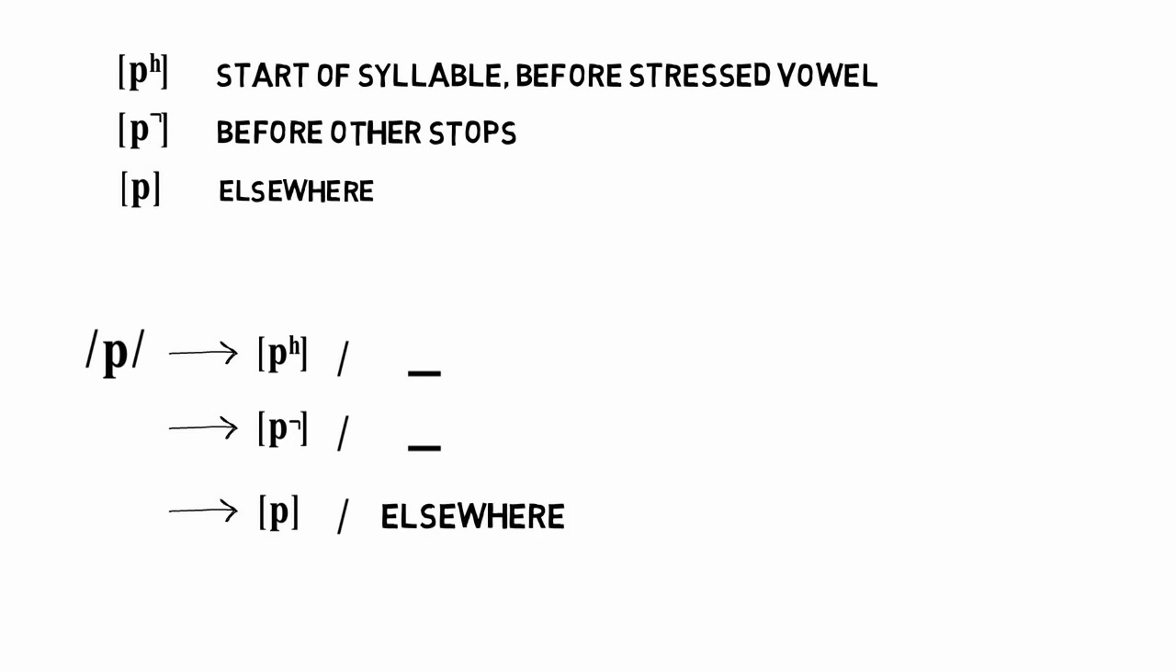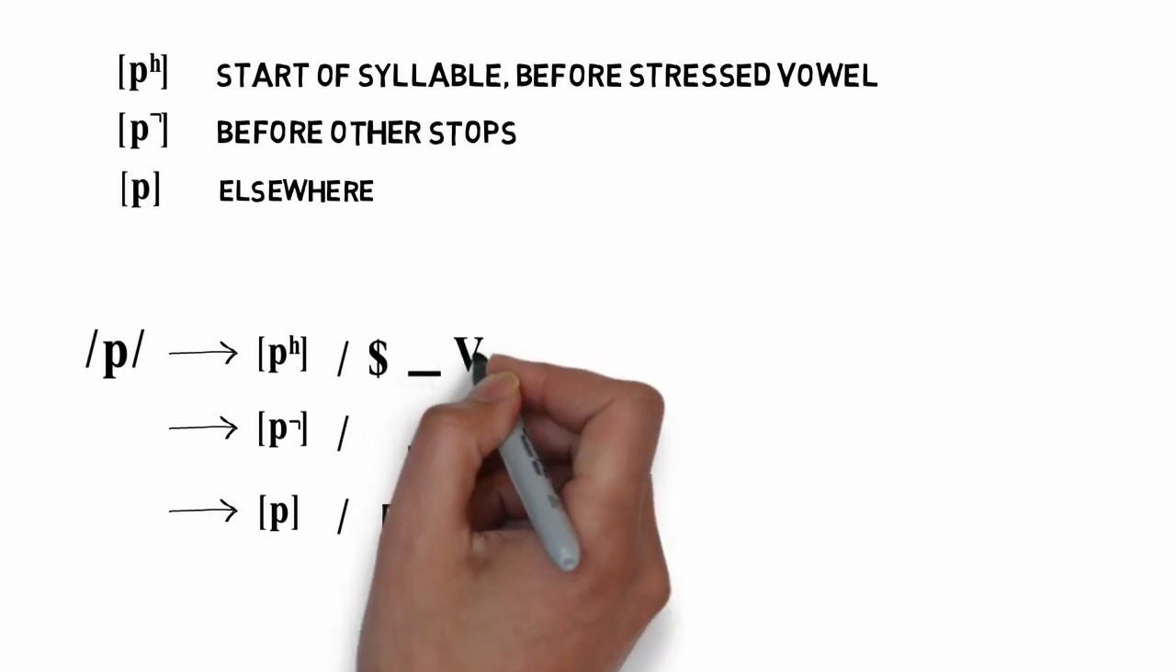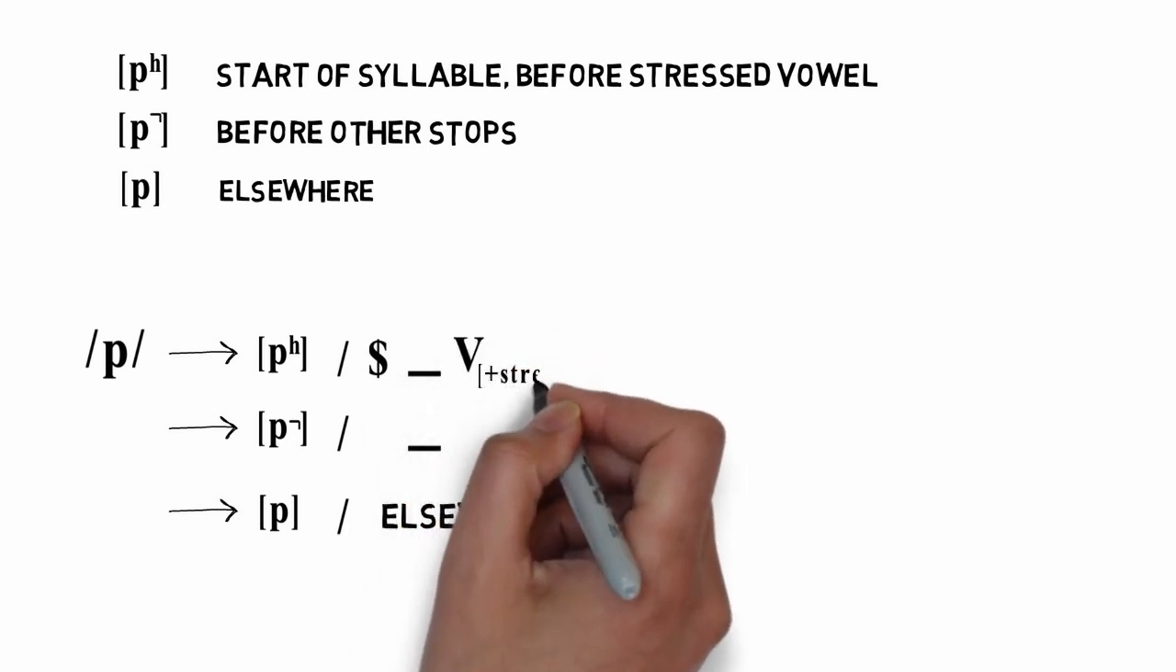Let's start with the aspirated one. We said that an aspirated P is at the start of a syllable. So in order to say syllable start, we're going to use the character $. And because the sound begins at the start of a syllable, we'll just put that $ sign to the left of the underscore, like so. Now, for the following context of the aspirated P, we say that it comes before a stressed vowel. So we write after the underscore V plus stress.